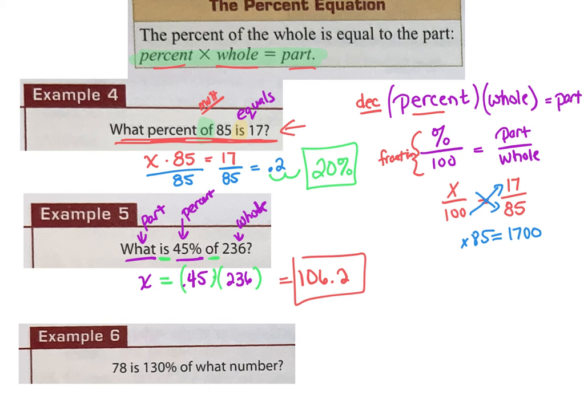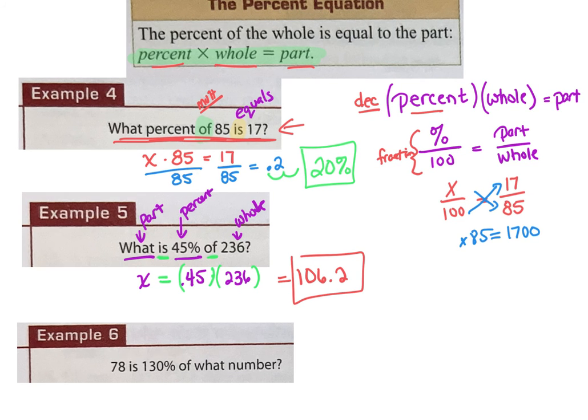All right, 78 is 130% of what number? 78 is 130% of what number? Okay, so it's easy to find my percent here, right? Which one is the whole? The variable is the whole. What number is the whole? Remember, the whole always comes after the word "of," right? So that leaves only one piece to be my part. What is the part? 78 is the part.